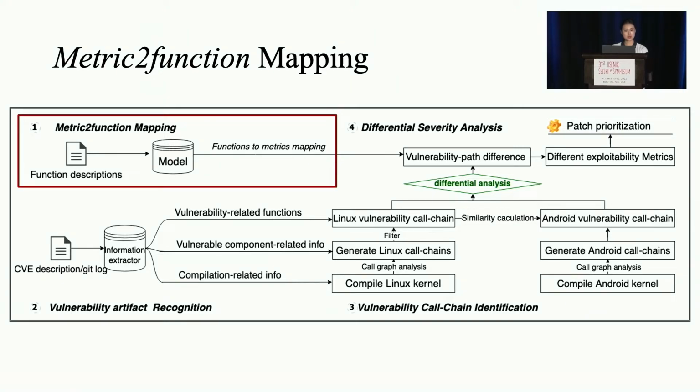So here, metric to function mapping will construct a map between the function and the exploitability metric. To automatically construct this map, we trained a Bi-LSTM model with the attention mechanism for the function description reasoning and exploitability metric classification.